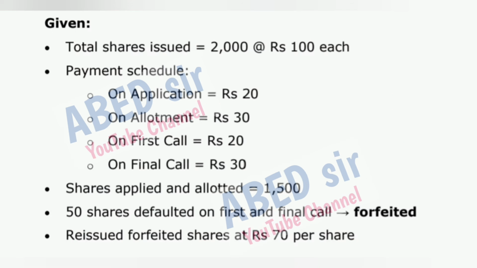Given: total shares issued is 2000 at 100 rupees each. Payment schedule: on application 20 rupees, on allotment 30 rupees, on first call 20 rupees, on final call 30 rupees. Shares applied and allotted is 1500. 50 shares defaulted on first and final call and were forfeited. Reissued forfeited shares at 70 rupees per share.